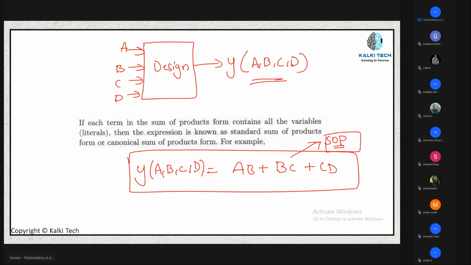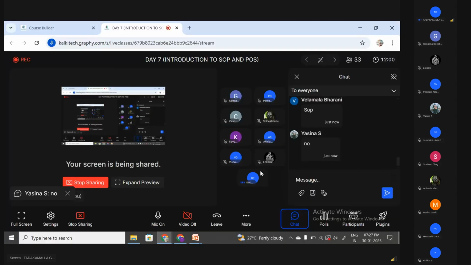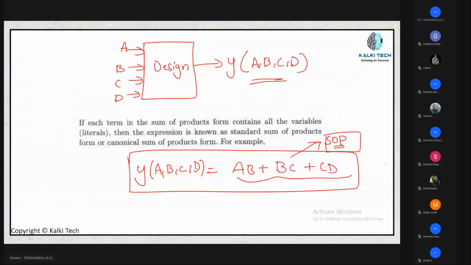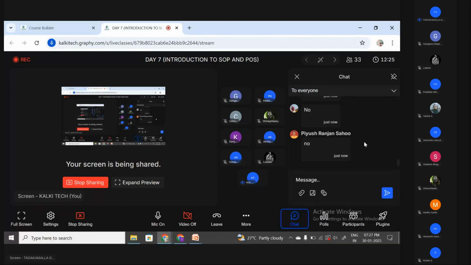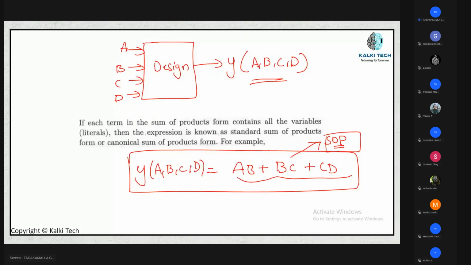Now, whether this Boolean expression is consisting of all the literals, all the variables, A, B, C, and D, yes or no? No. So this SOP form is not consisting of all the variables. So can we say it is a canonical form or standard form? No. If each term in the SOP form contains all the variables or literals, then only it is known as standard sum of products or canonical form.